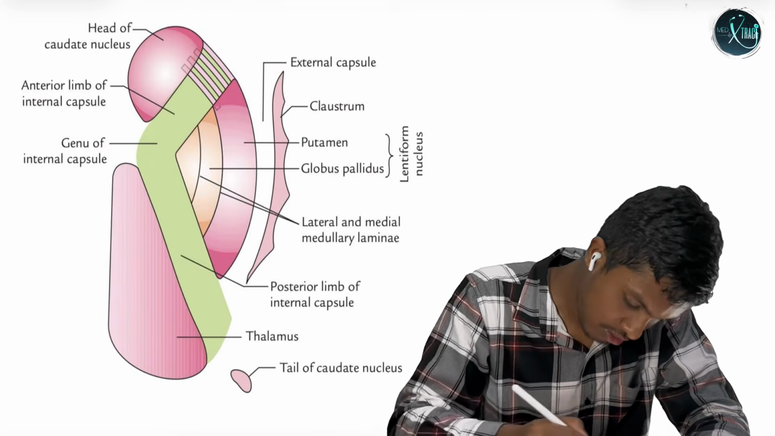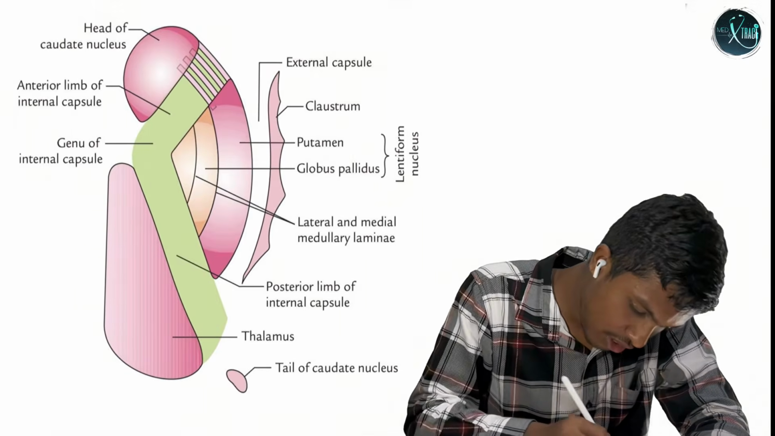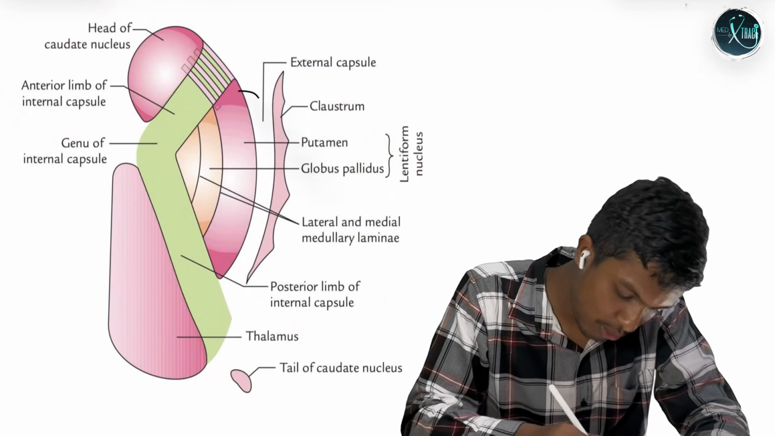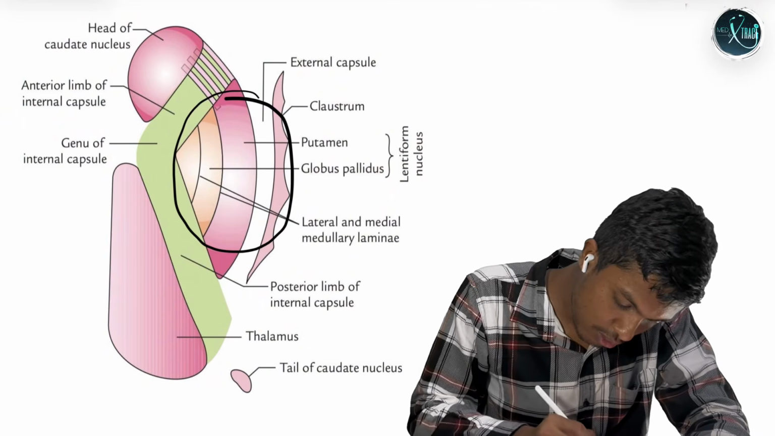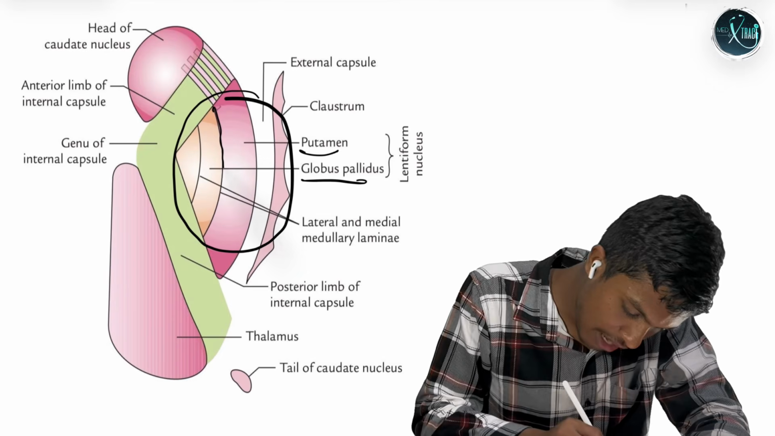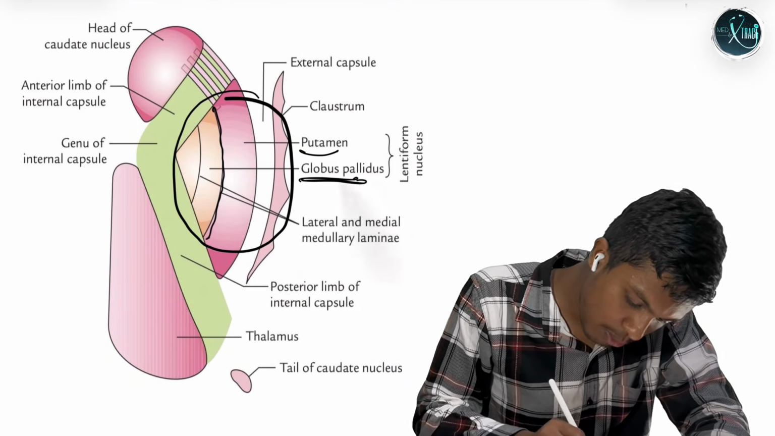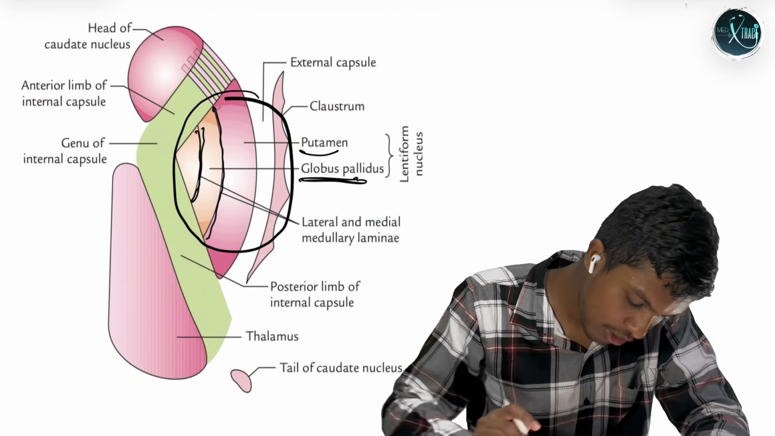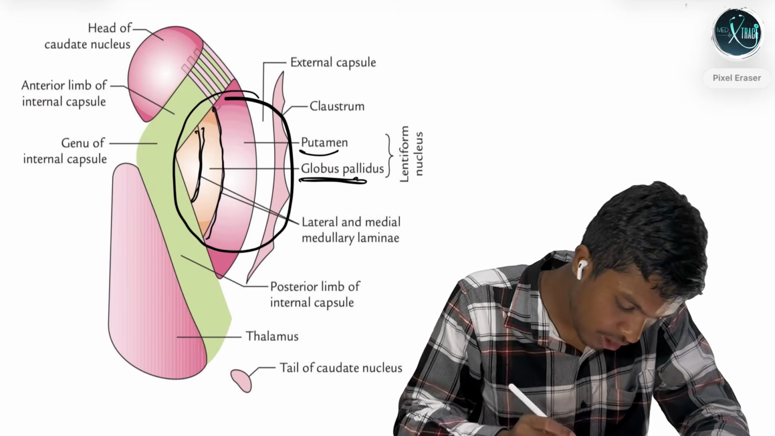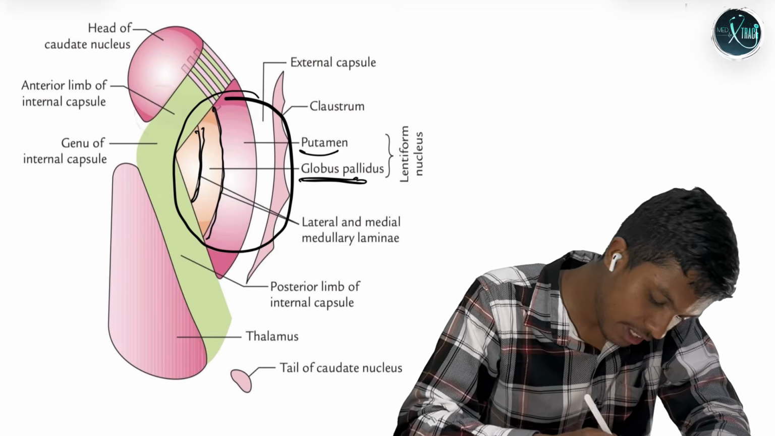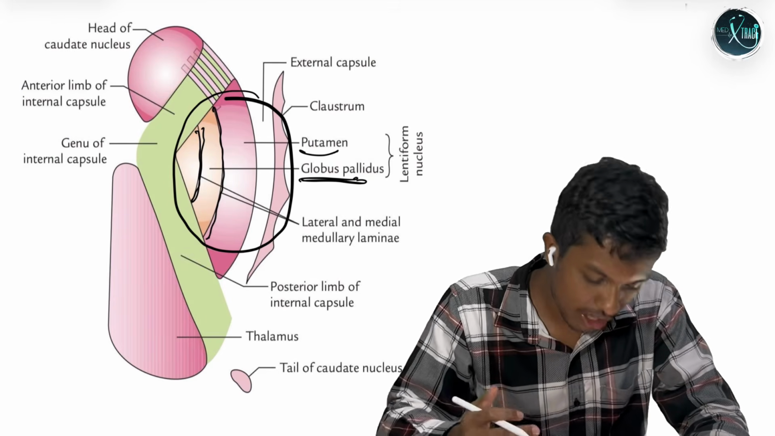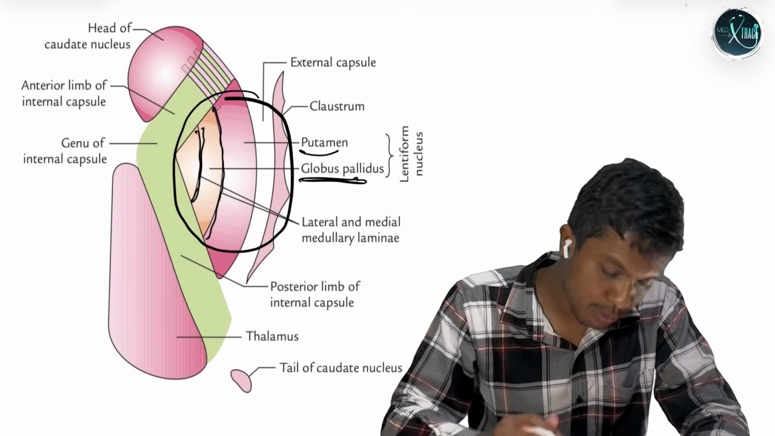So here is the lentiform nucleus divided into putamen and globus pallidus, separated by the lateral medullary lamina, and the globus pallidus further divided by the medial medullary lamina. The caudate nucleus and the lentiform nucleus are separated by the anterior limb of the internal capsule, as well as from the thalamus by the posterior limb of the internal capsule and its genu.